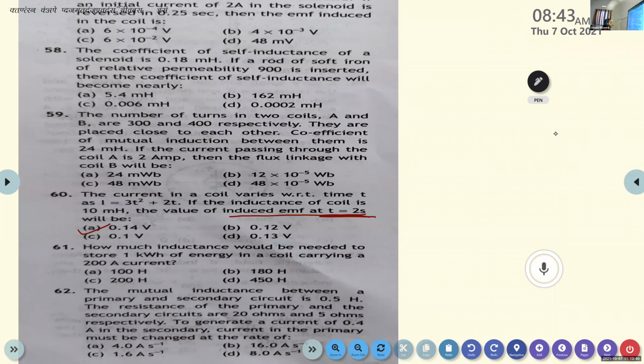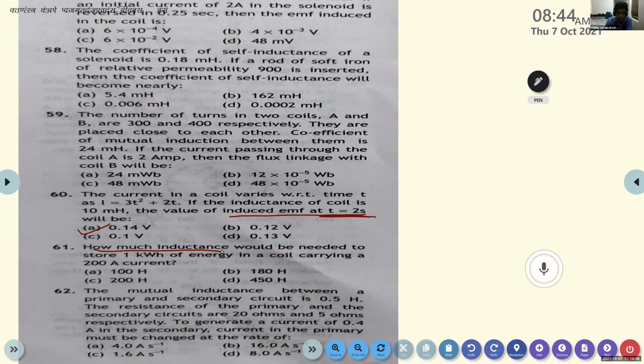How can we find the inductance here? Here we want to calculate the inductance. How much inductance would be needed to store 1 kilowatt hour energy in a coil carrying a 200 ampere current? Which equation can we use here in order to find the inductance of that particular coil?